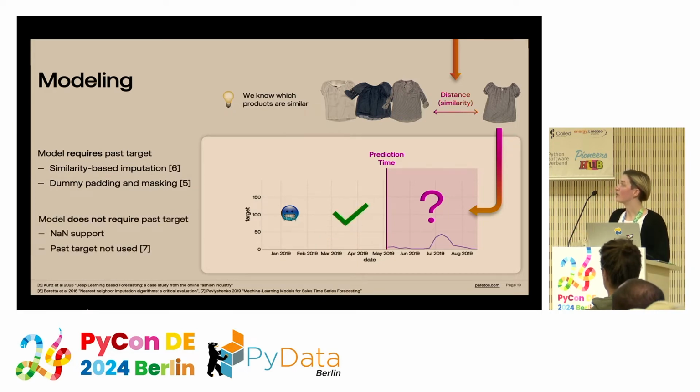And then we can also think about models that don't even require past target. So for them, this missing part doesn't have any consequences. For instance, we can think of some tree-based models like XGBoost. It can easily support NaNs. And then we can also have models that inside of their architecture don't even require to have past target.